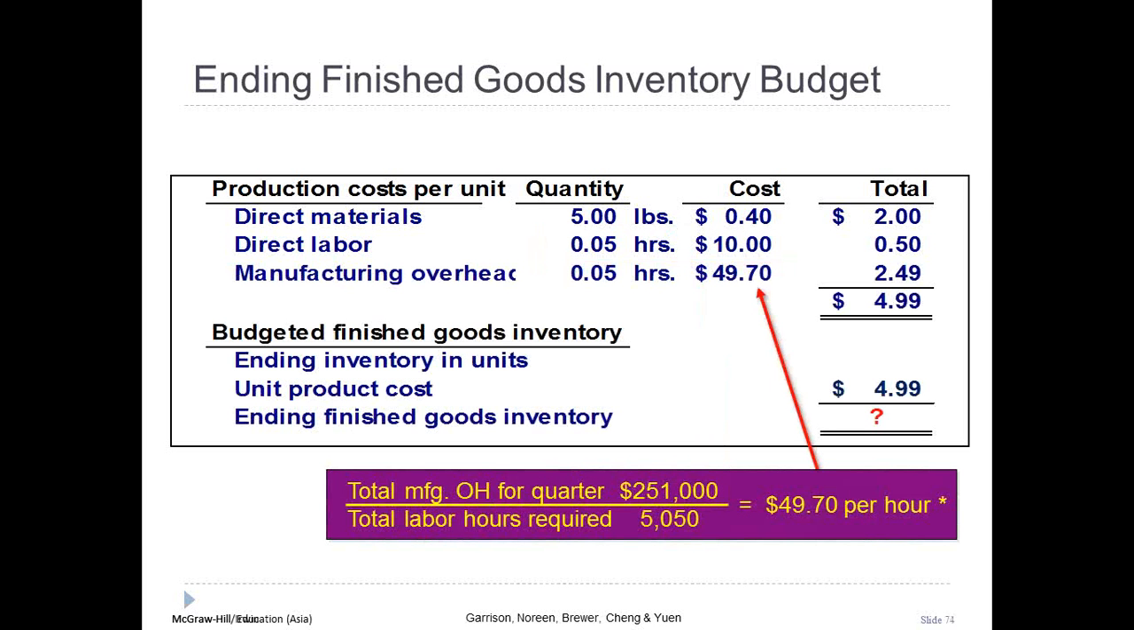The third step is to compute the manufacturing overhead costs per unit. Royal uses absorption costing for valuing inventory. We apply overhead on the basis of direct labor hours, so we multiply 0.05 times the predetermined rate of $49.70, which yields an overhead cost per unit of $2.49. Our total unit cost then is $4.99. The predetermined overhead rate was calculated when we prepared the manufacturing overhead budget. Next, we will calculate the cost of our ending finished goods inventory.